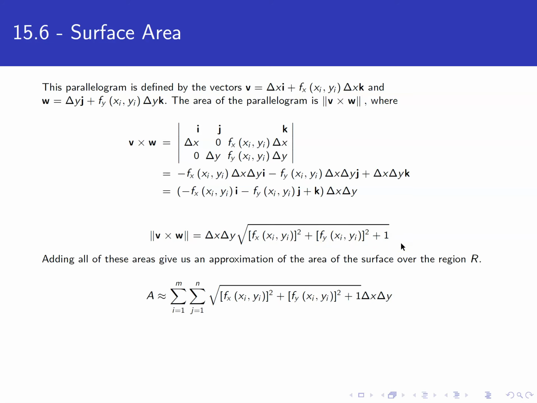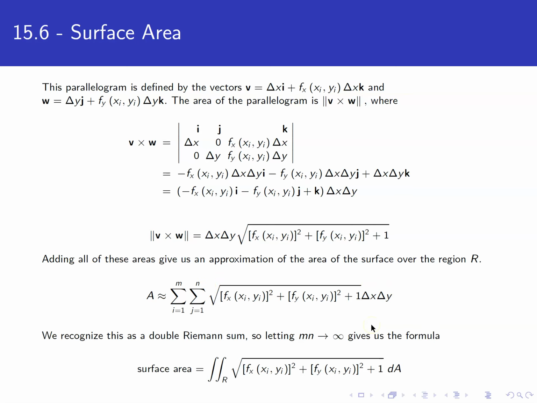Add all these up. Now, this will give us an approximation of the surface area over the region. It gives us a double sum of this expression. And notice that we have delta x times delta y here, so we get a double Riemann sum. We recognize this as a double Riemann sum, so if we let m and n go to infinity, there should be a comma in between the m and the n. So that's a typo. This should be m comma n go to infinity, not m times n. That's what that looks like.